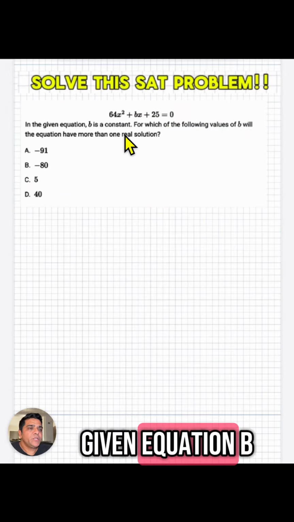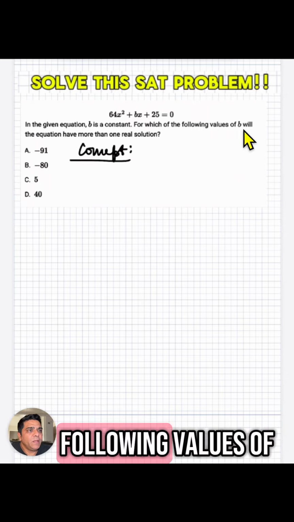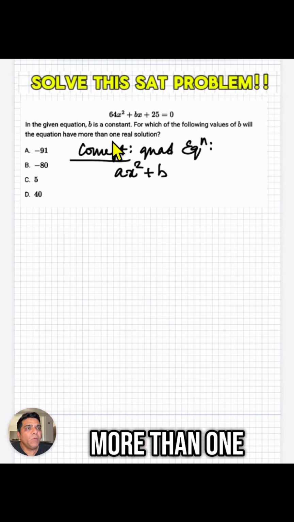So in the given equation, b is a constant. Which of the following values of b makes the equation have more than one real solution?